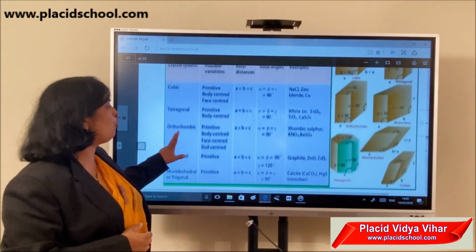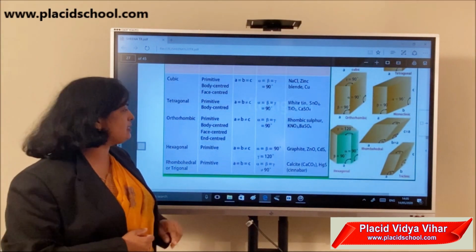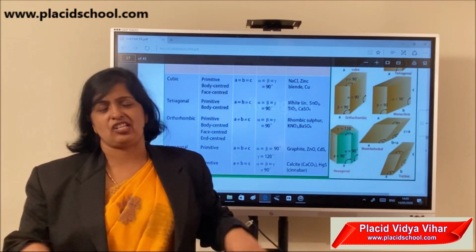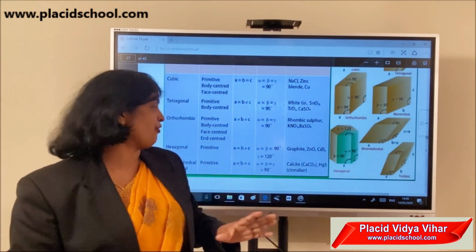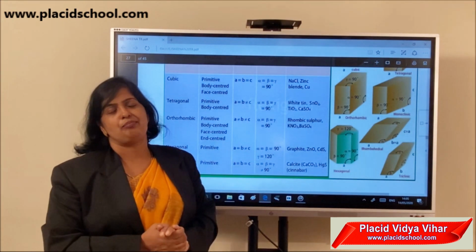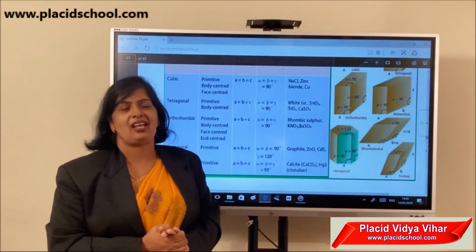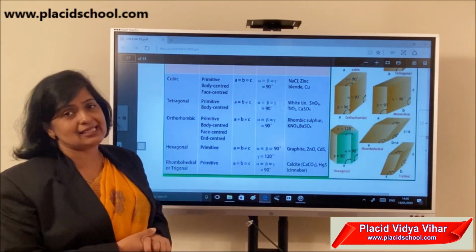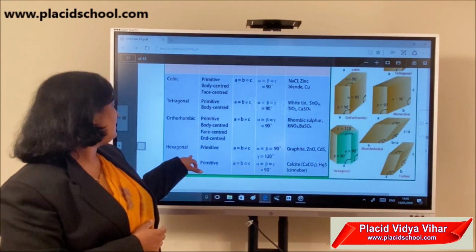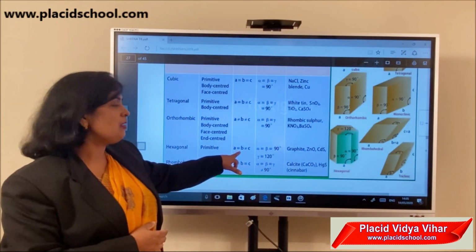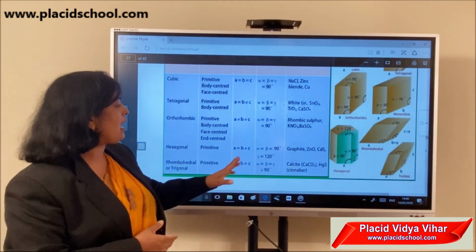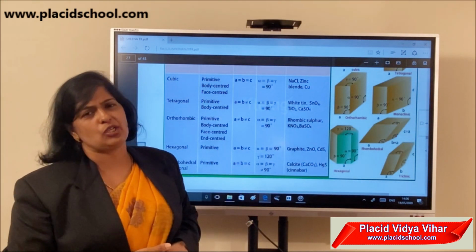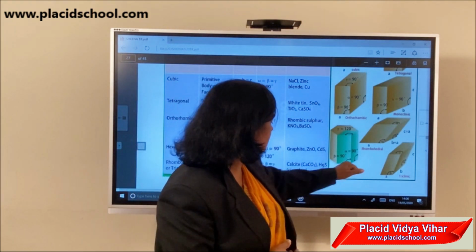Another one is orthorhombic. Orthorhombic is A not equal to B not equal to C. All the 3 edge lengths are different, but the angle between them is 90 degrees. Alpha equal to beta equal to gamma equal to 90 degrees. Another one is hexagonal. In hexagonal, A equal to B, but these are not equal to C, and alpha equal to beta equal to 90 degrees, but gamma is 120 degrees. All these are represented here.